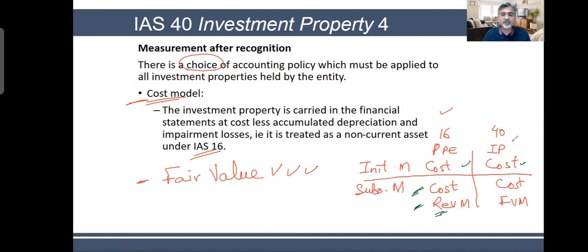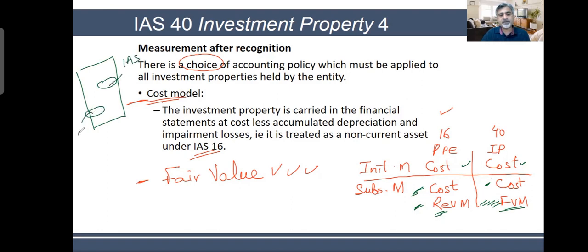But in case of IAS 40, cost model is there, but both are not frequently used. Cost model is used very rarely. Mostly you will be using fair value model, okay? Fair value model is your choice. Now, fair value and the revaluation model, the value of the asset is same. For example, like I told you, this is my building, within the building I've got 2 apartments. This apartment is under IAS 16.